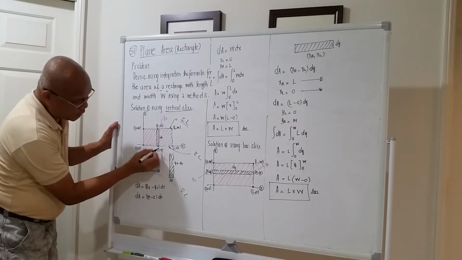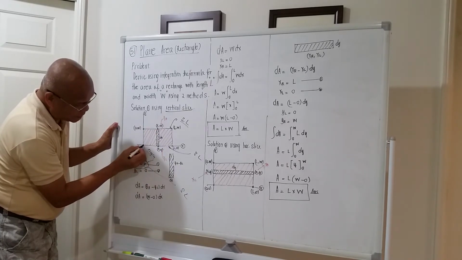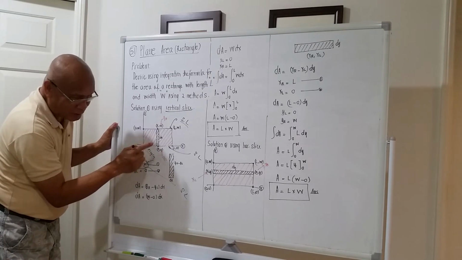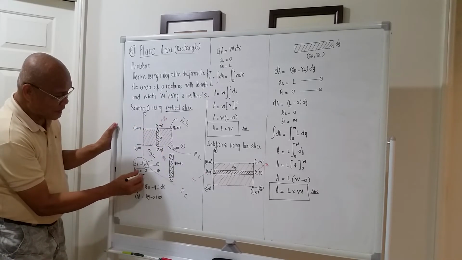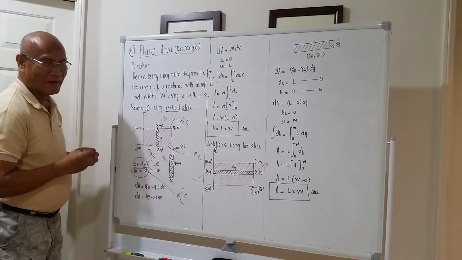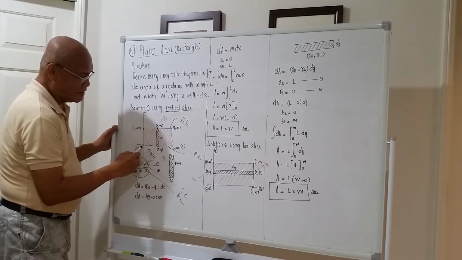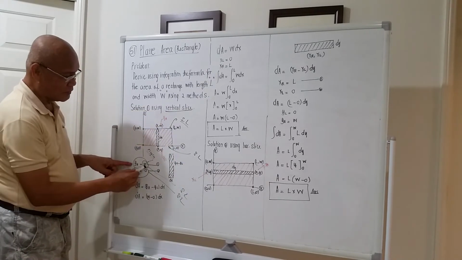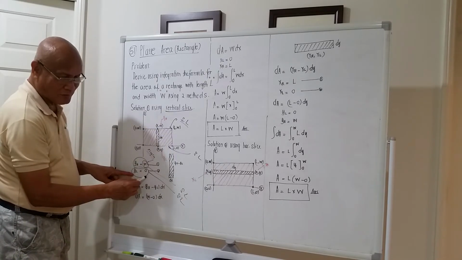Y lower is the y of this point here. This differential strip moves from this point up to this. As it moves, the y lower is not changing value, and y lower is equal to 0. This is also a straight line. So this is a straight line, and this is a straight line. The equation of the upper one is y higher equals W, and the equation of the lower one is y lower equals 0.